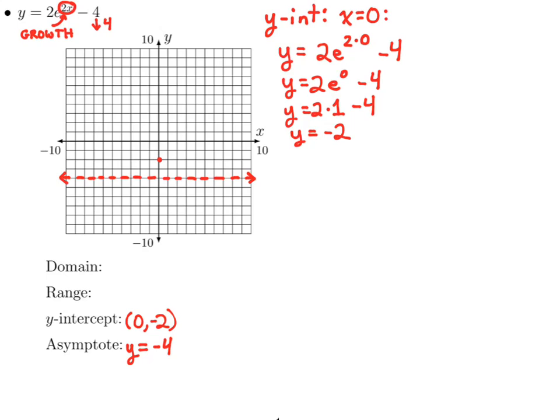Dot it up, and then swoop your way up into happiness. This is a swoop up because it's exponential growth, so as you move to the right, it grows super big, super tall, super fast. All right, domain and range. Domain goes left forever, right forever, all real numbers. Range, all the numbers above the asymptote. So y is greater than negative 4.